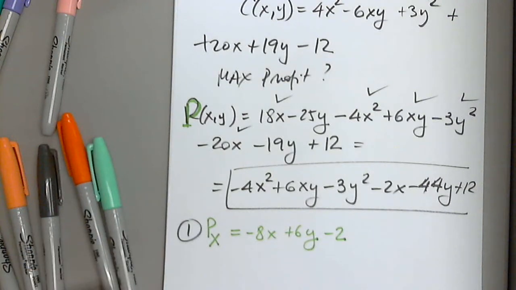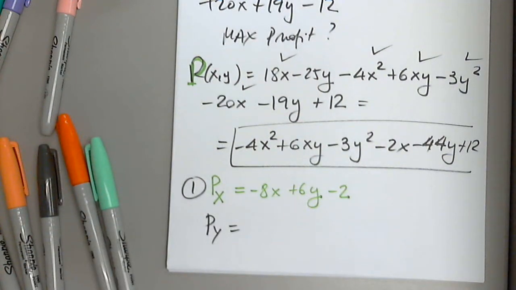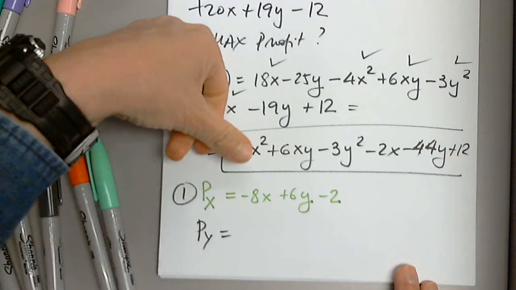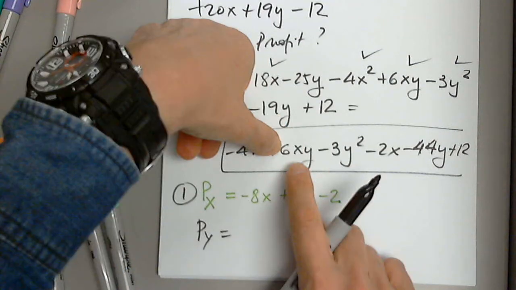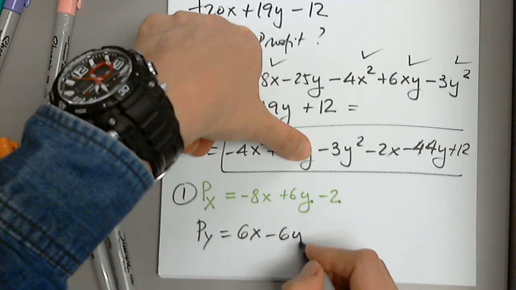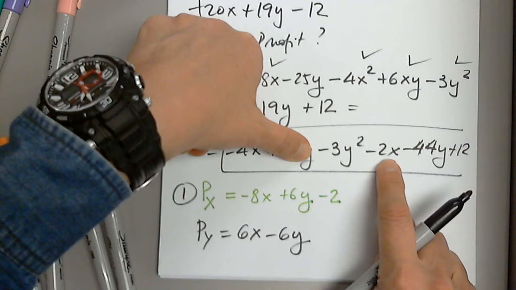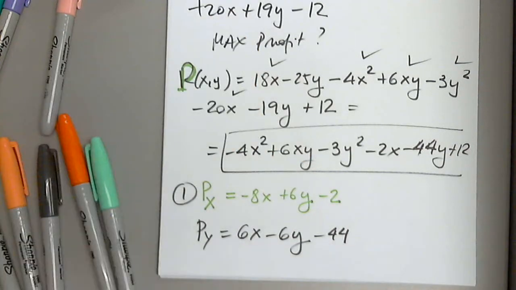Now we have to determine p_y. And now I differentiate with respect to y. This is nothing. Here I differentiate with respect to y, and I get 6x. Here I differentiate with respect to y, and I get negative 6y. This does not exist. This is negative 44. This prime is 0. Okay, next step.